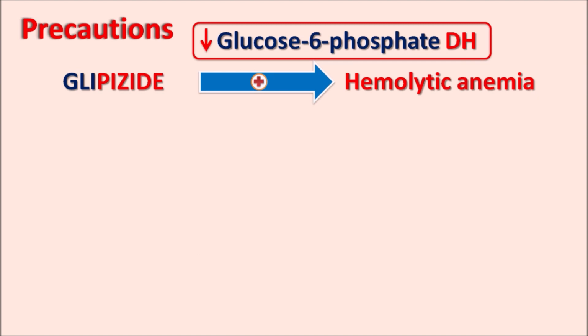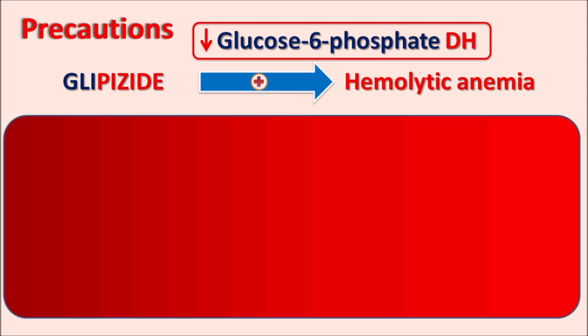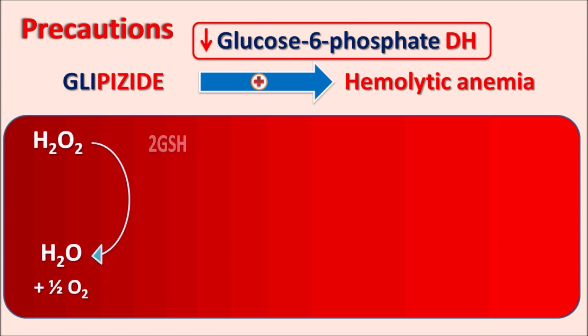This is one of the important enzymes for production of NADPH molecules, which are required to eliminate peroxide free radicals. So when this enzyme is deficient, in such patients there may be an increased hemolysis leading to hemolytic anemia. Within the erythrocytes, the hydrogen peroxide should be eliminated as a water molecule plus half molecule of oxygen. This reaction is carried out by glutathione, which acts like an antioxidant.